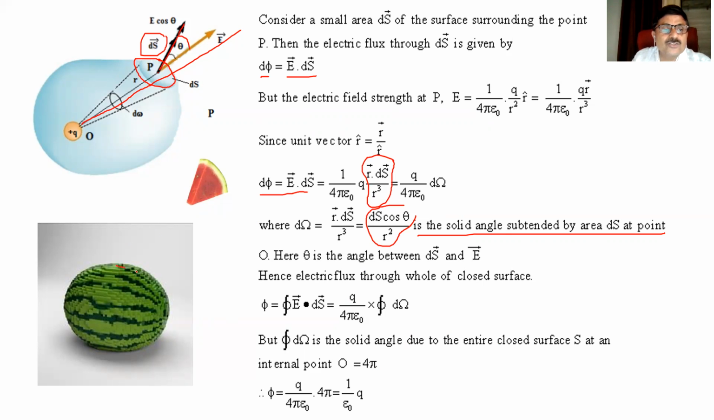So if you take the slice of this watermelon, then you will get the picture somewhat like this. So this is the small surface area, remember, and this small surface area has subtended this angle. So this small solid angle subtended by this surface ds is given by ds cos theta divided by r square. You can find the proof of this anywhere in any physics book or on the internet.